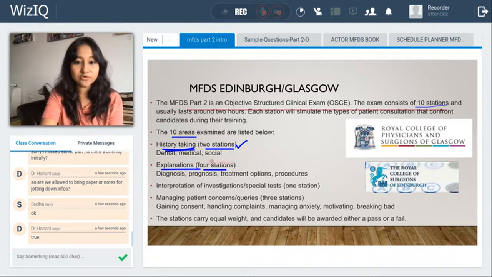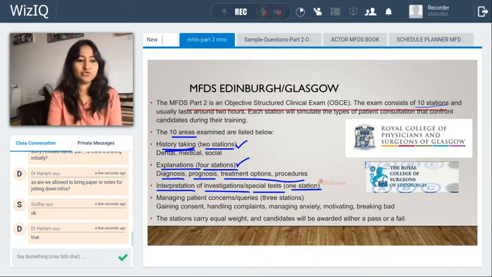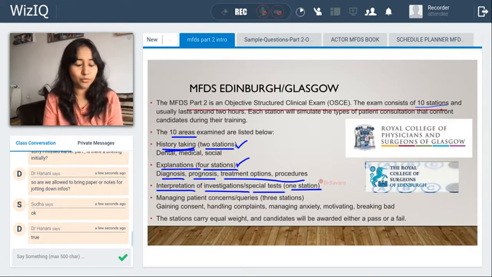Then next is your explanations. This is the most important, because you'll be having around 4 stations for that, where you'll be giving the patient a diagnosis, prognosis, treatment options, and procedures. The third one is interpretation of investigations or special tests. This will be 1 station. So in this, what do they ask? Usually there will be an OPG. Mostly there will always be an OPG, or maybe an occlusal radiograph, some IOPRs, stuff like that. Nothing really very difficult.